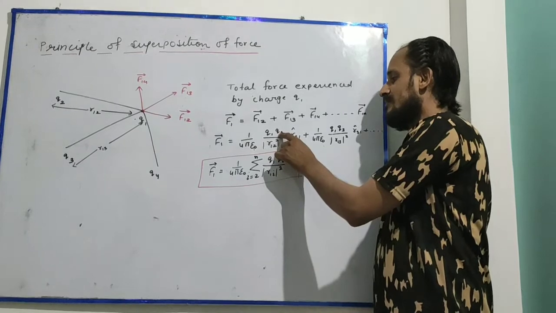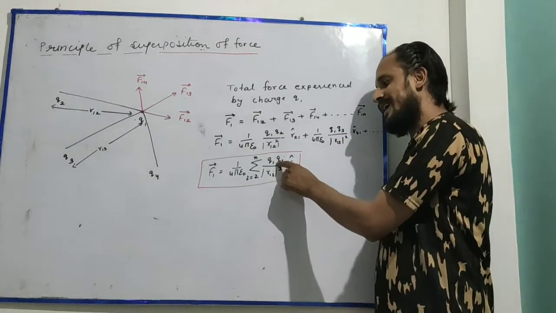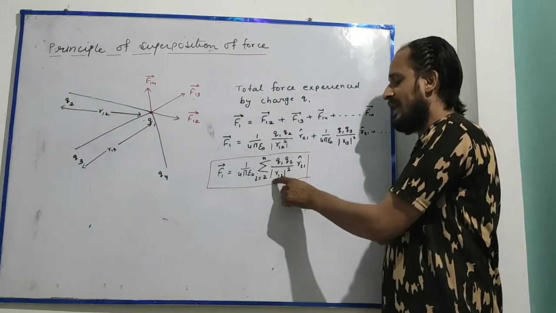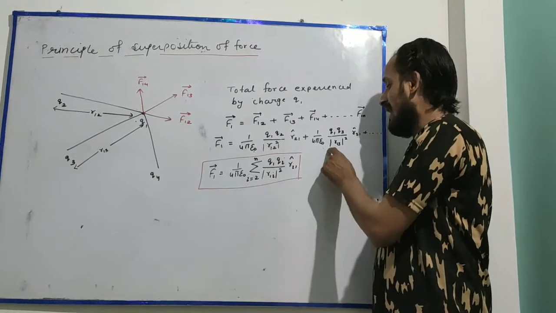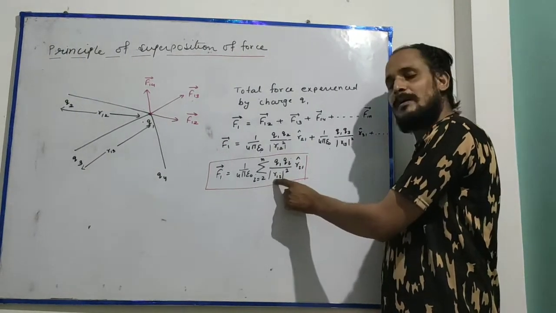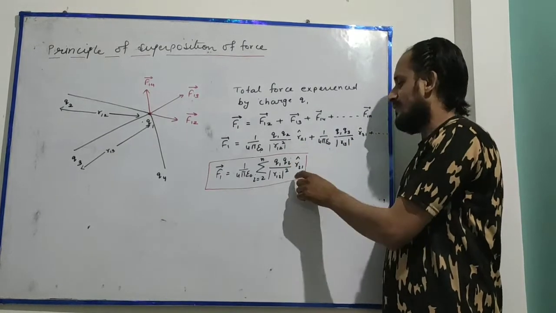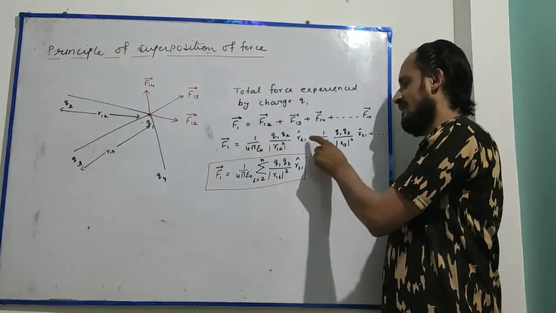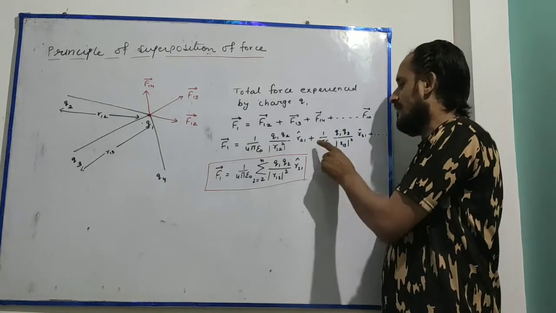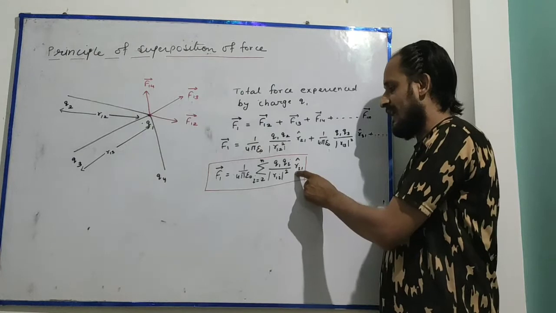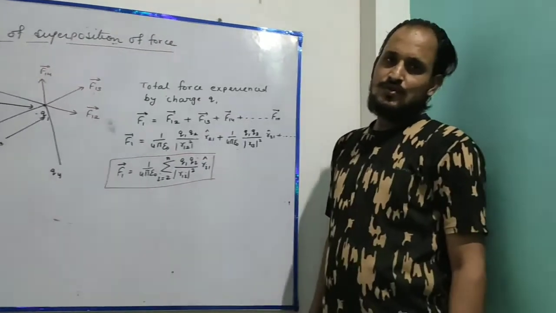In every term you are getting one more term of Q2, Q3, Q4, so you can write Qi, where i starts from 2 to n, and the modulus of R1i, with 1 coming in every term, as usual, and i from 2 to n, squared, R21 cap, R31 cap, R41 cap, you will get in every term. 1 is common, so you can write Ri1 cap, with i starting from 2 to n. So this is the principle of superposition.